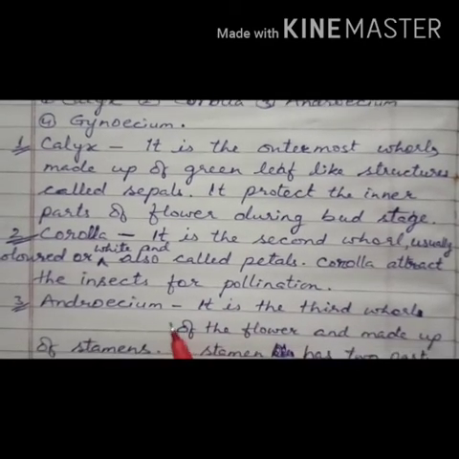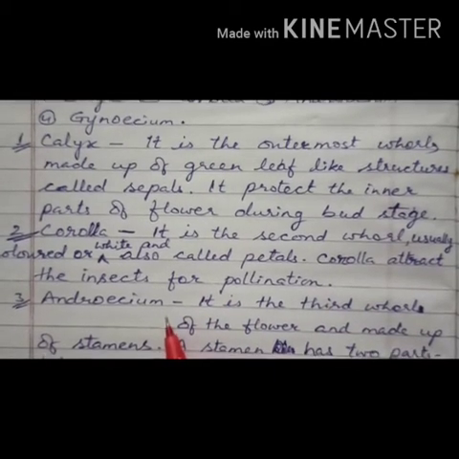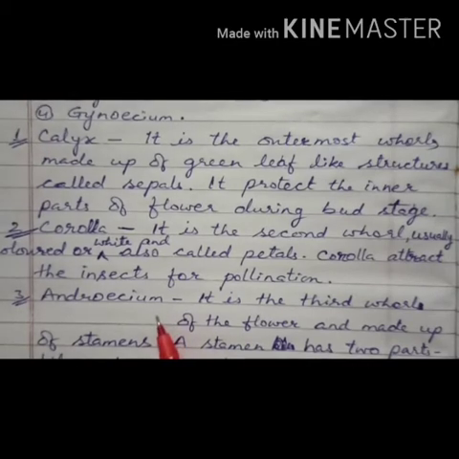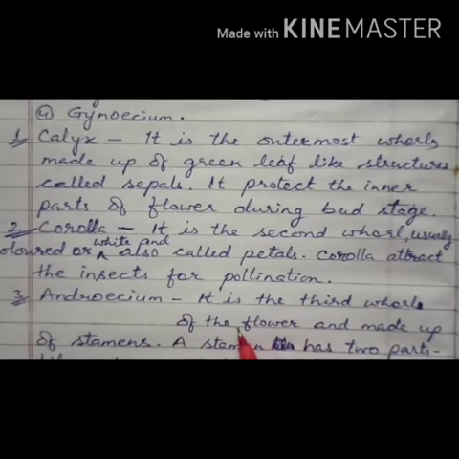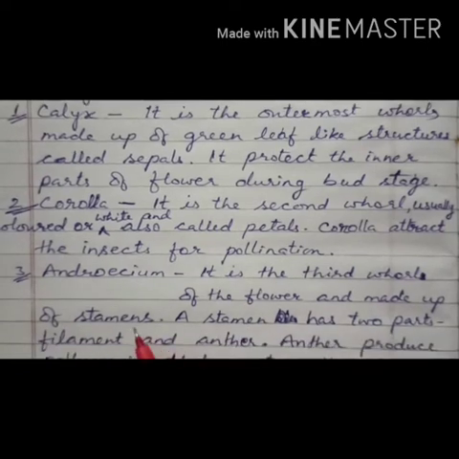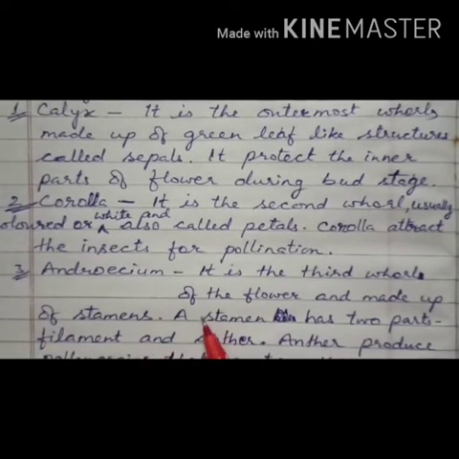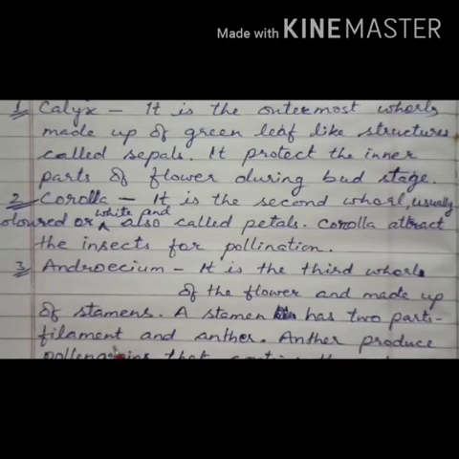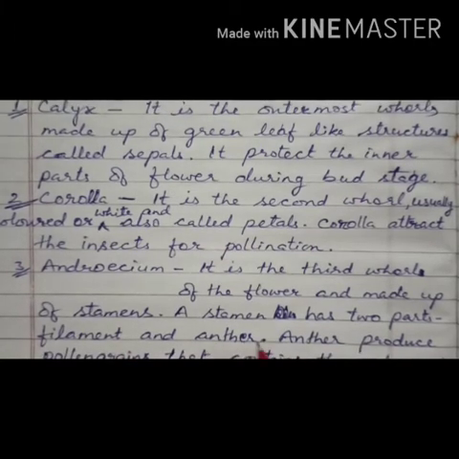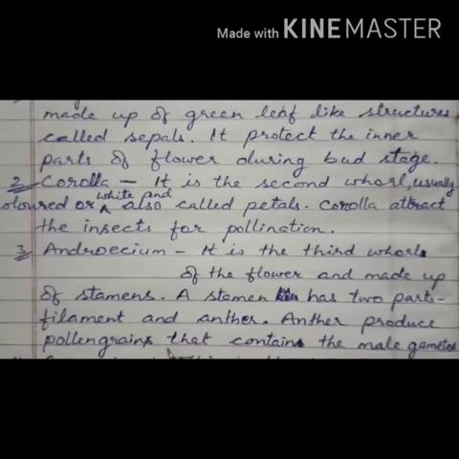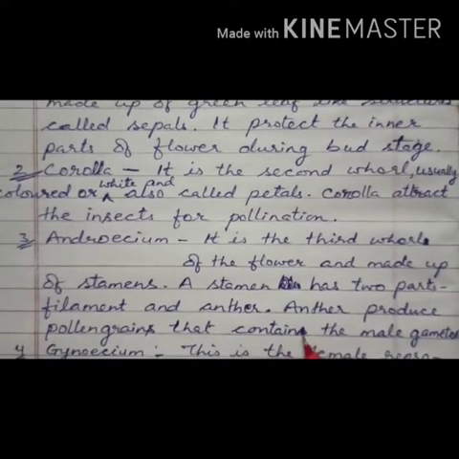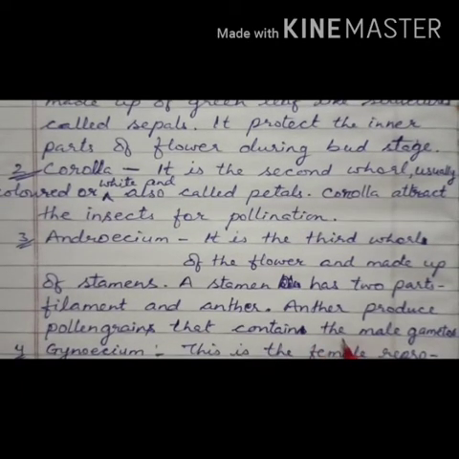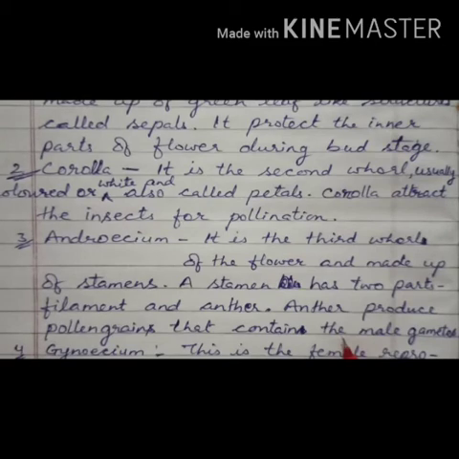Now next is androecium. It is the male part of the flower. It is the third whorl of the flower and is made up of stamens. A stamen has 2 main parts, called filament and anther. Anther produces pollen grains that contain the male gamete, right?